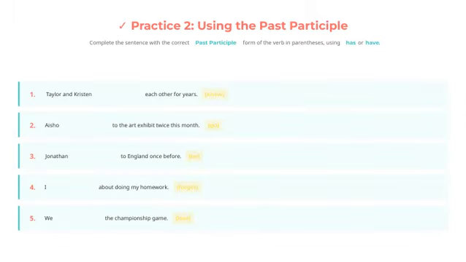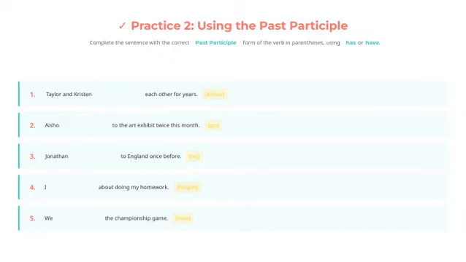Let's look at practice 2, which focuses on using the past participle. This is an important part of perfect tenses in English. The key idea here is that when we complete these sentences, we need to choose the correct past participle form of the verb in parentheses. Remember, we also need to decide whether to use has or have based on the subject.